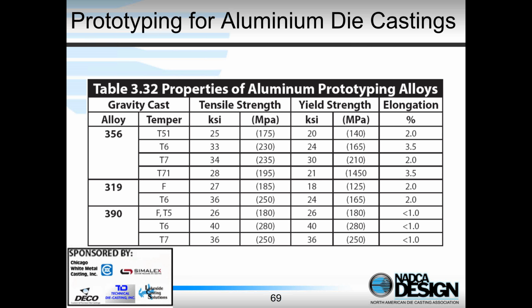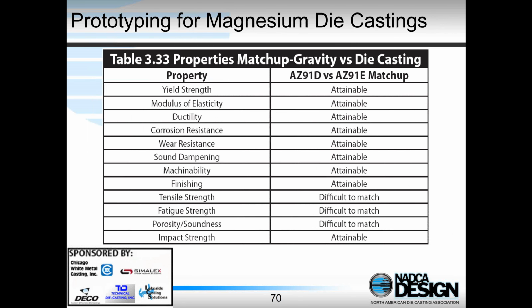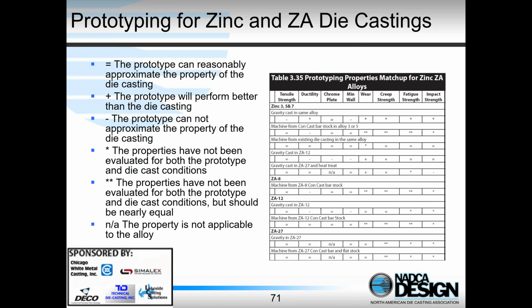If we look at magnesium, again, we can gravity cast AZ91D. We can capture many of the properties that are shown here. A lot of properties are attainable, but some are difficult to match, including tensile strength, fatigue strength, and obviously the porosity soundness that we typically get with conventional die castings. Then finally, there's actually been quite a lot of work done on prototyping zinc and ZA alloys.